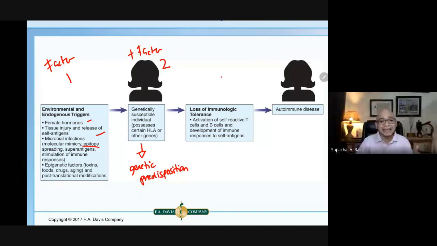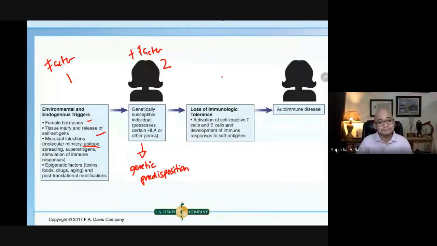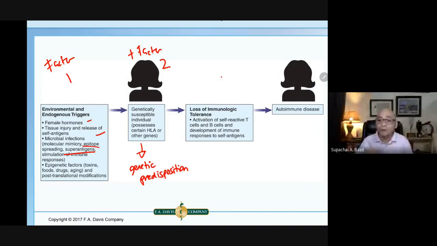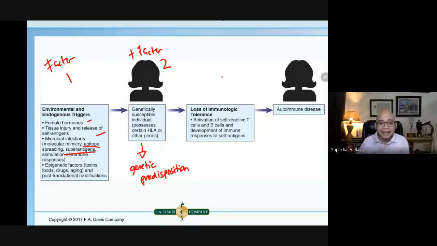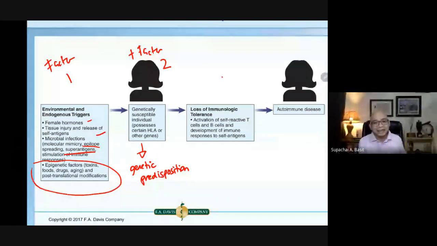And the third way is a superantigen. The reason why we call it superantigen is primarily because it can activate numerous clones of T cells through certain viruses, which can cause polyclonal B cell activation. And the last factor is epigenetic modification. This is when we are exposed to environmental factors that can alter gene expression, which may also contribute to autoimmunity.